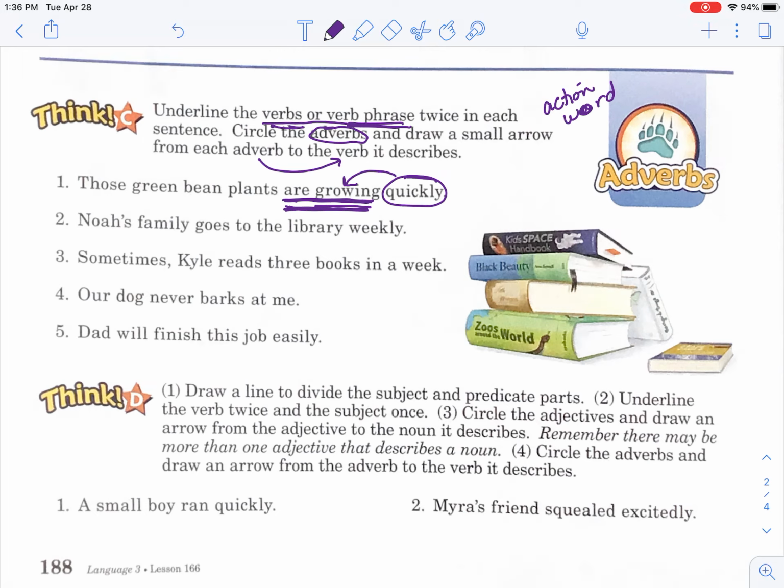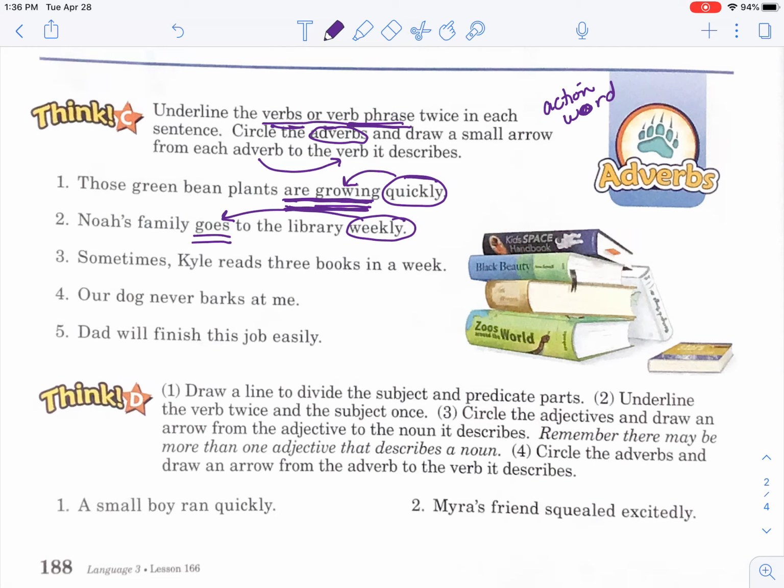Noah's family goes to the library weekly. What is Noah's family doing? The family goes to the library weekly. What word in there tells how often something happens? How often the family goes. How often do they go? Weekly. Remember, it tells you how often they go weekly. Sometimes Kyle reads three books in a week.